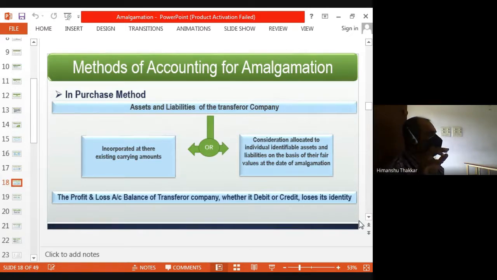Getting it? As I said, when we will do the sums, again I'll highlight these points. But if you remember these points while doing the sums, you can understand better.